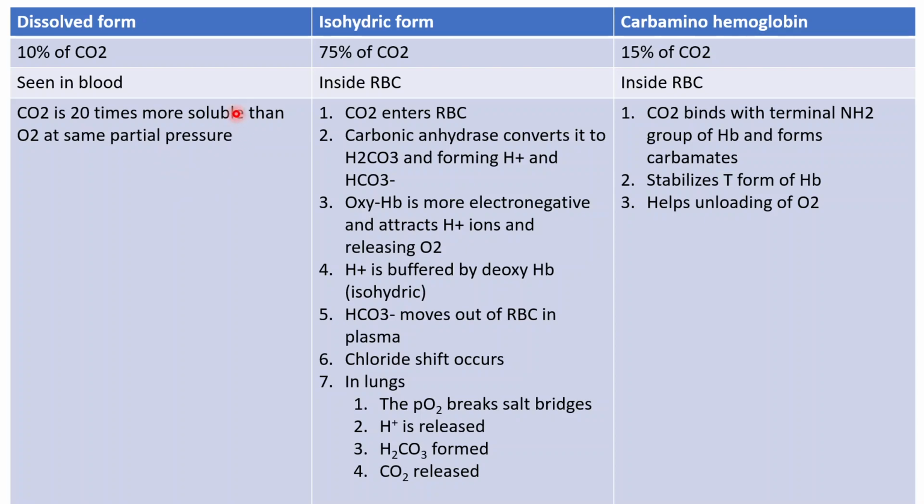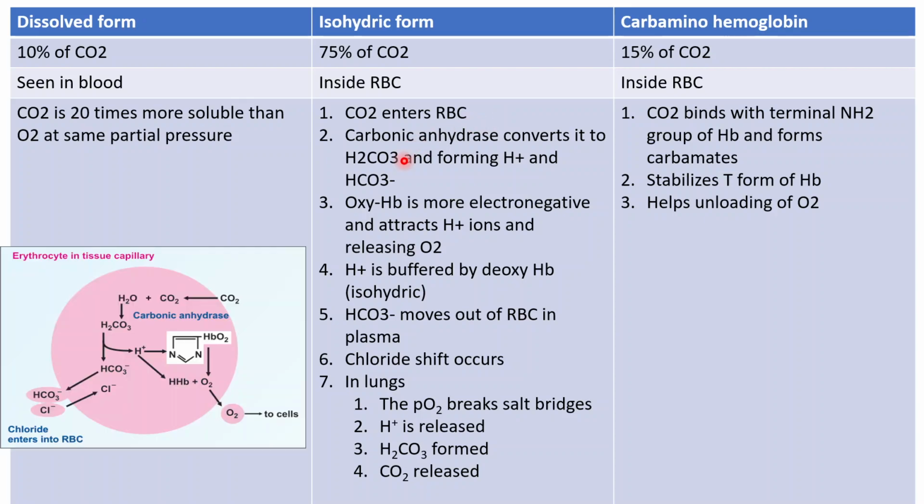Now when this carbon dioxide goes inside the RBC, it combines with water. Why? Because there is an enzyme in the RBC called carbonic anhydrase. So this carbonic anhydrase takes the carbon dioxide, combines it with water, and forms carbonic acid. Now this carbonic acid spontaneously dissociates into H positive ions and bicarbonate. Now inside the RBC, there is hemoglobin which is already carrying the oxygen.